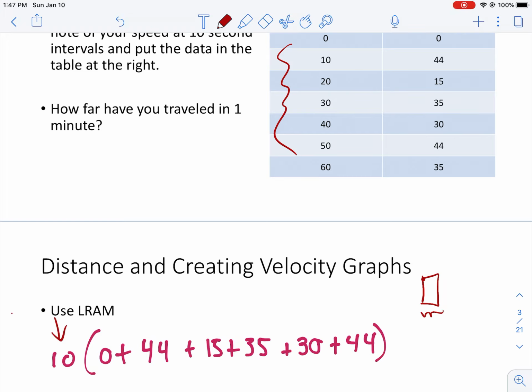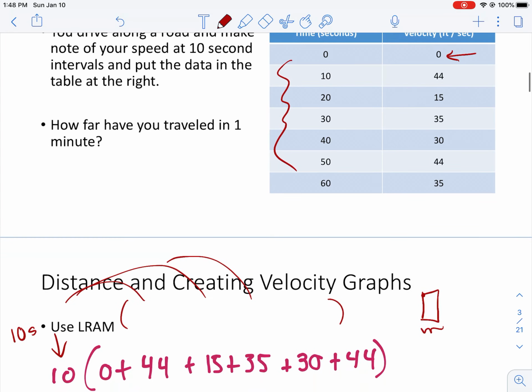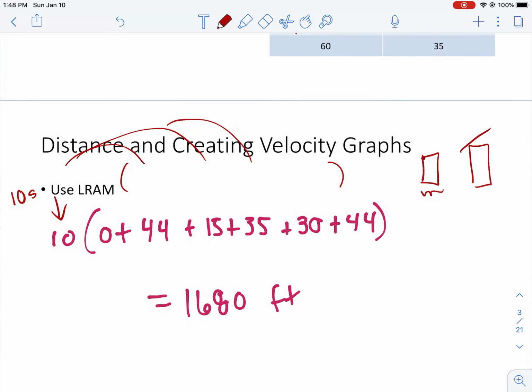So actually, I factored this out. This represents 10 seconds, and it's going to be multiplied by each velocity. Now I could distribute this 10, so each one gets multiplied by 10, and I'm just going to multiply by the velocities that we have. Because I'm using LRAM, I'm going to choose the velocities on the left. So I'm using 0, and so on, all the way up to 44. Notice I do not use 35, because if that was my last rectangle under the curve, then 44 is the one that is used, in other words, the left side of that rectangle. And then I can multiply those through and I get 1,680 feet.